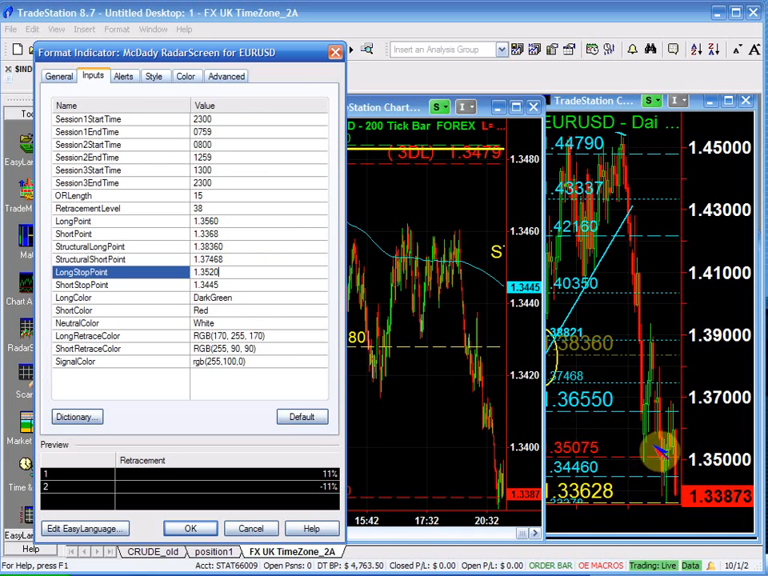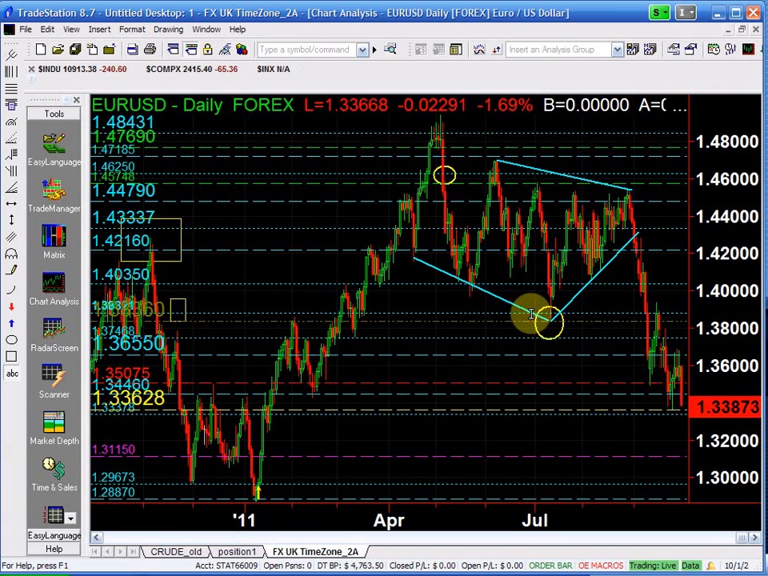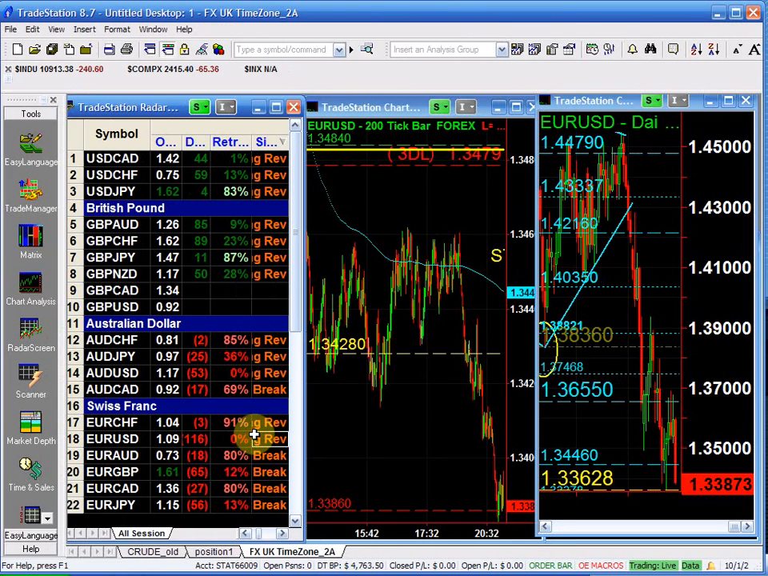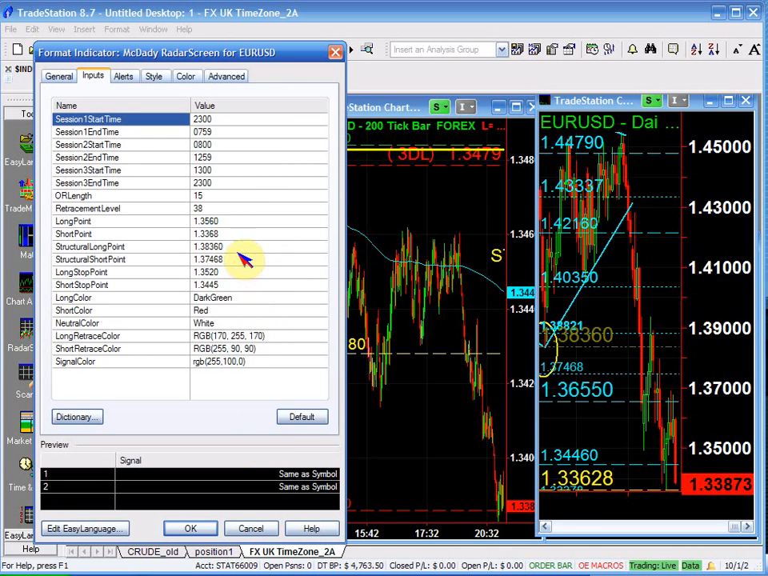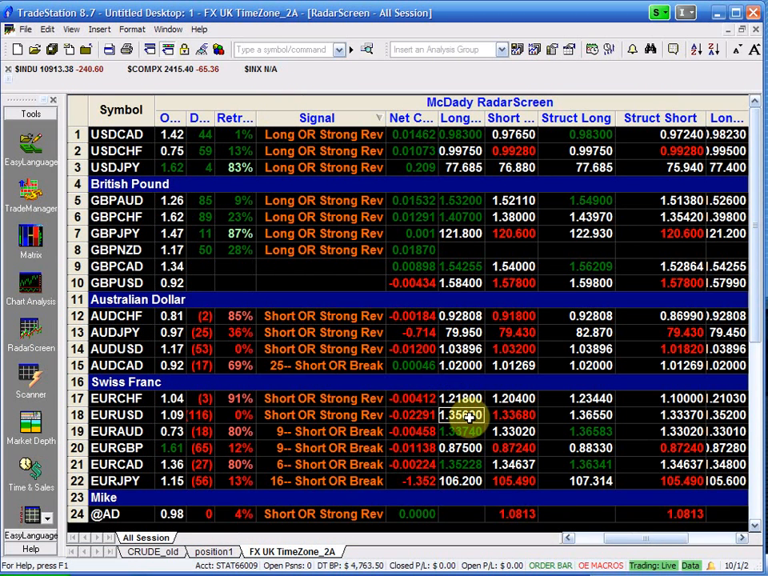And my structure long, I can pick it up here from the charts. My structure long, the nearest structure long that makes any difference to me right now is the 136.55. So my structure long is the 136, and my structure short is the 133.37. Okay, so this is going to be our plan for trading the euro dollar tomorrow.